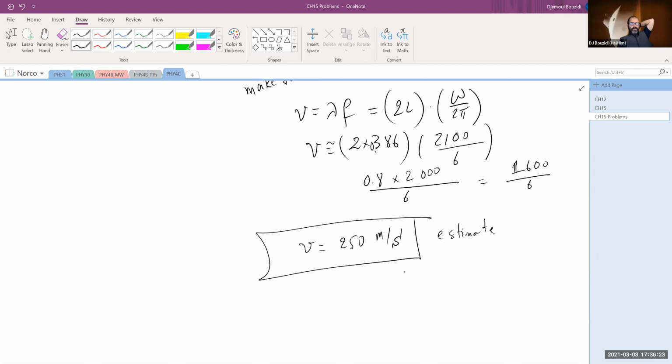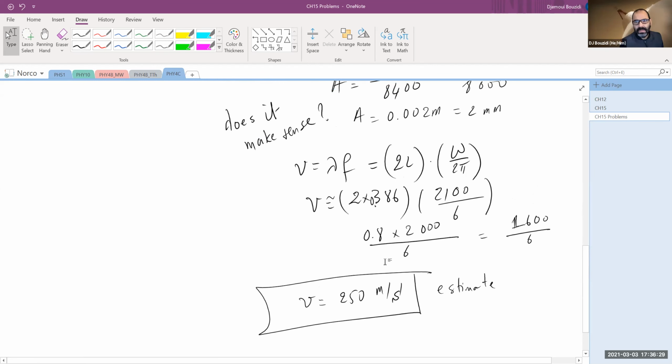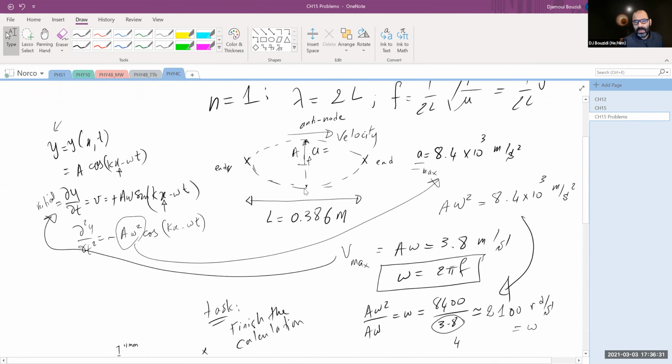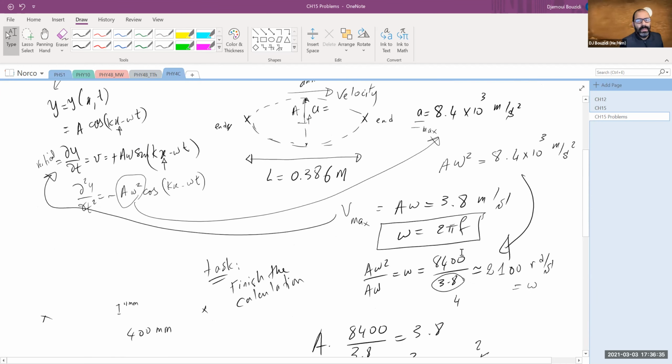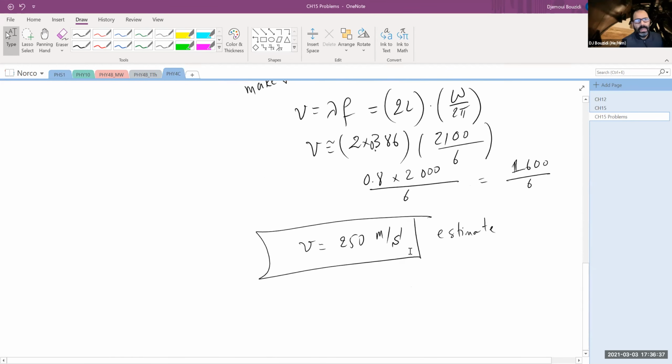250 meters per second. This is going left and right, okay? So don't confuse it with the maximum speed of this point going up and down, which turned out to be 3.8 meters per second, okay? So this is the wave going left and right, because it's going at a very high frequency of 2100 radians per second. So that's why it's traveling back and forth between the two ends at this speed.